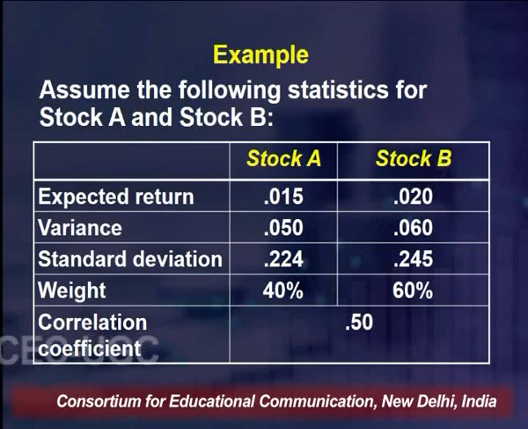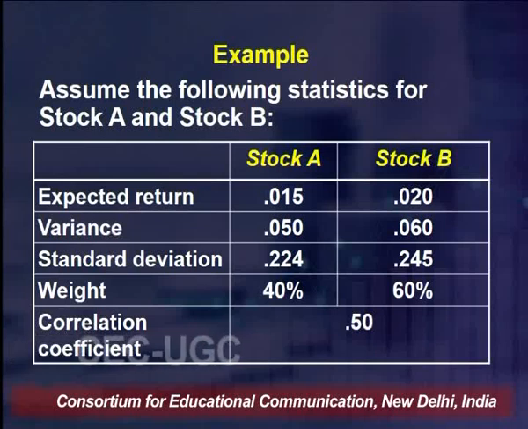So in this example, we have the standard deviation of stock A, which is 0.224, while that of B is also given to you. The weight, that is, we have invested 40% in stock A while 60% is invested in stock B, and the correlation coefficient here is 0.50.